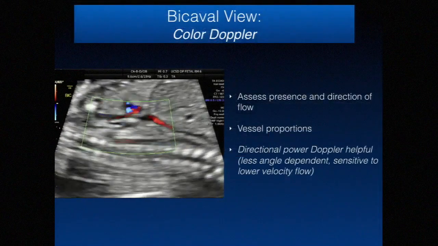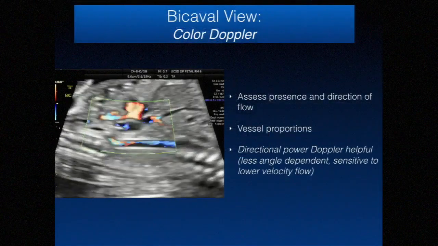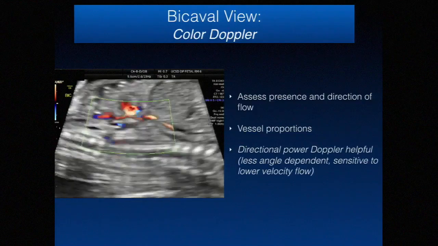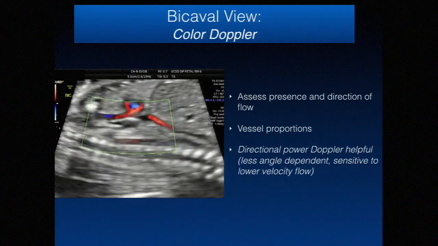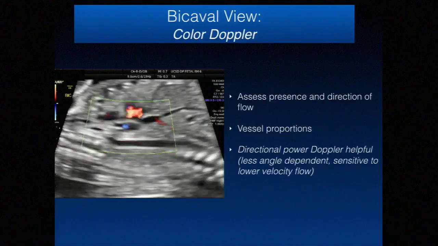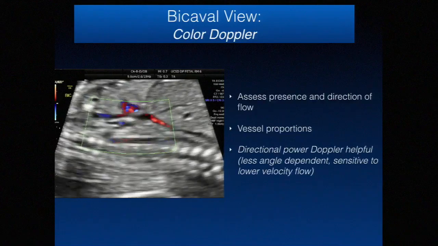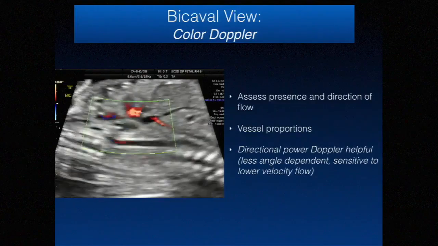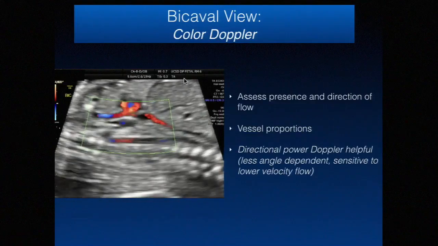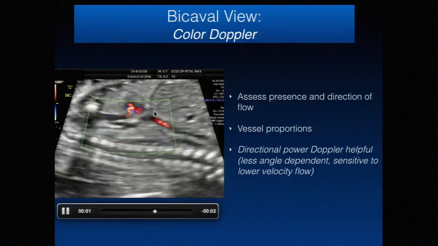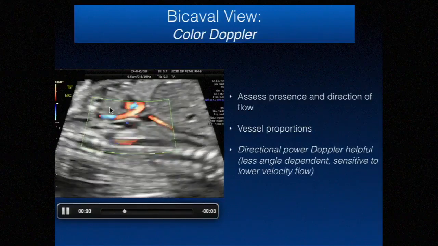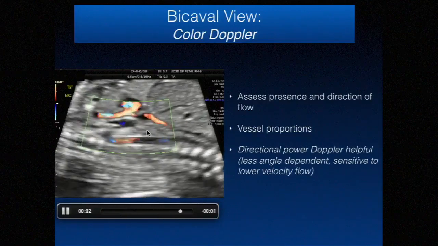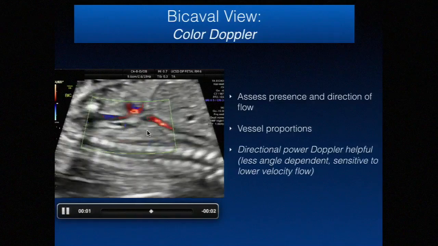Color Doppler, as part of the guidelines, is used to confirm presence of flow. And again, if there's any question about proportions, color Doppler can be helpful to help you decide. And I do use the directional power Doppler with this as well, just because we are coming in at a poor Doppler angle and there's not much we can do about it. So this will help fill in better than the color Doppler.